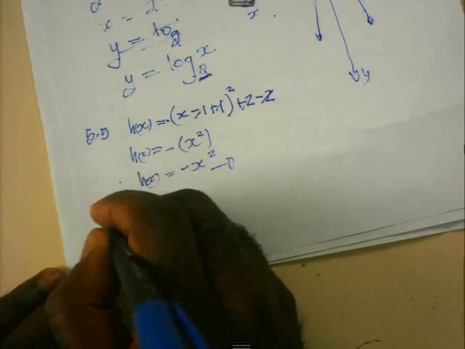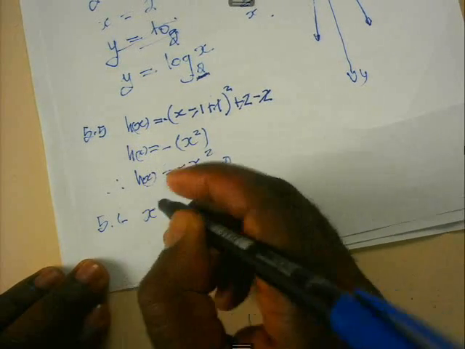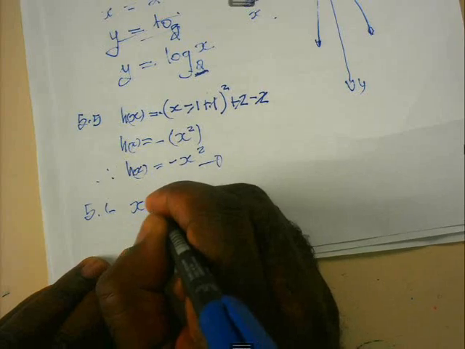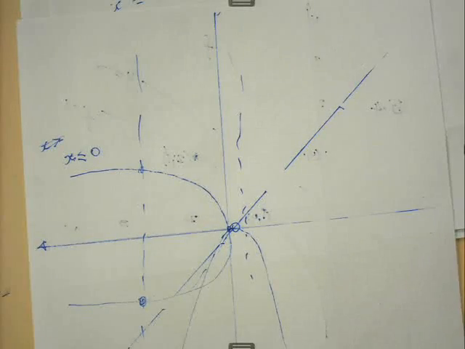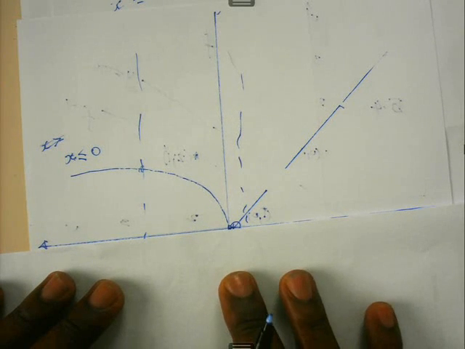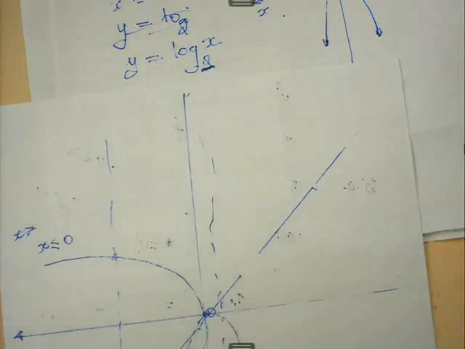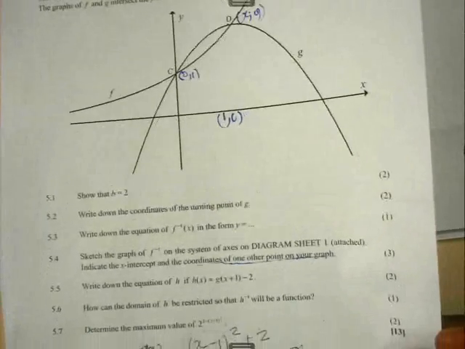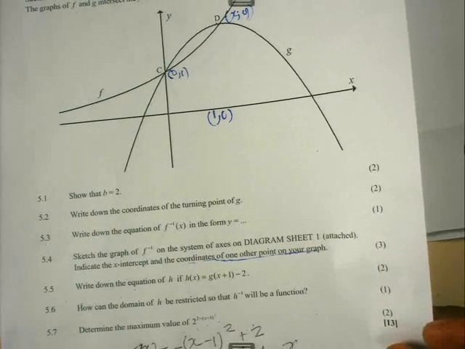In answering 5.6 we say the restriction is such that x should be less than or equal to 0, implying that we must only concentrate on this. Or maybe we can go back to the question. Yes, I think that is what the question wanted.